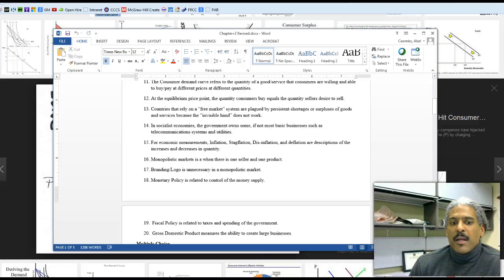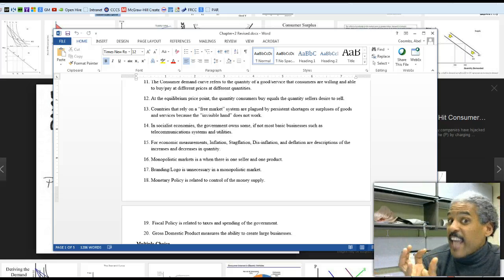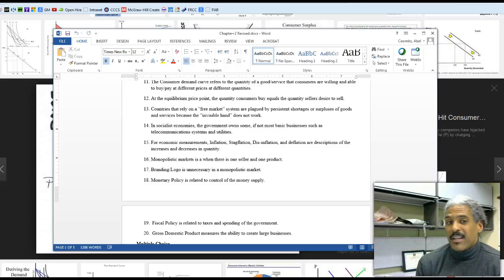17. Branding / logo is unnecessary in a monopolistic market. False. That is necessary. How can you make your apple different? Well, it's a XYZ specialty. It's a Nike apple. How about that for an idea? It's not just a sweater. It's a Nike sweater.